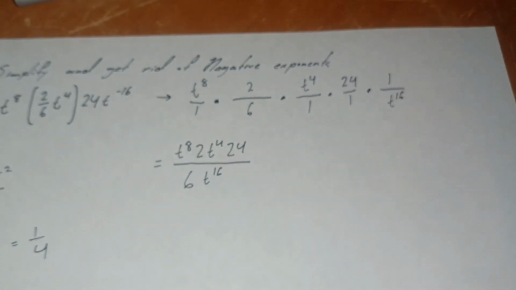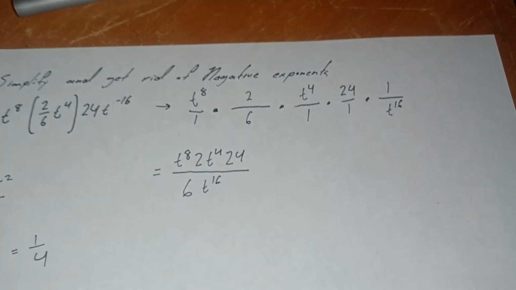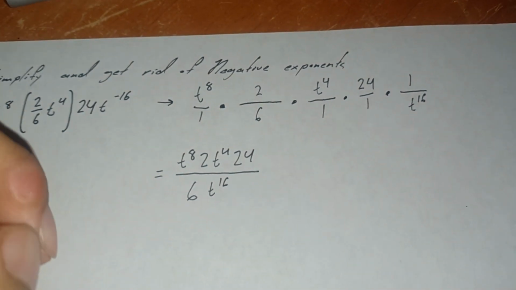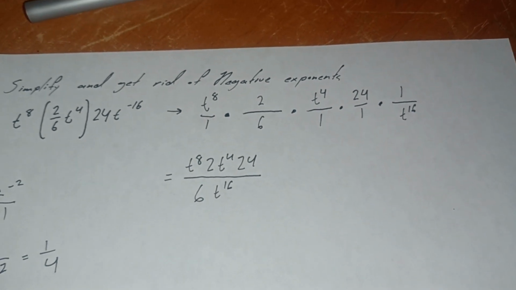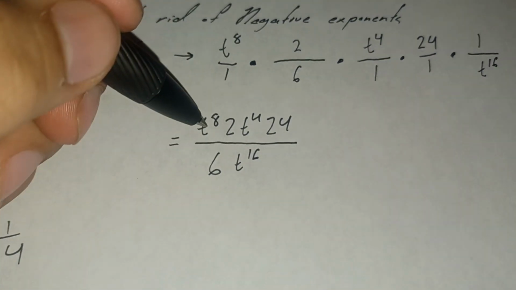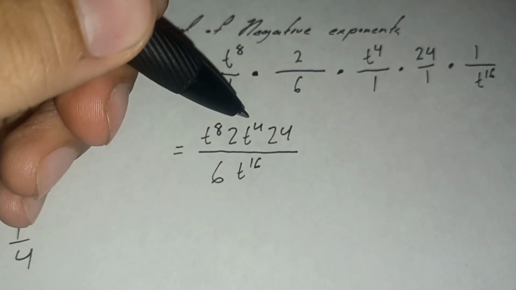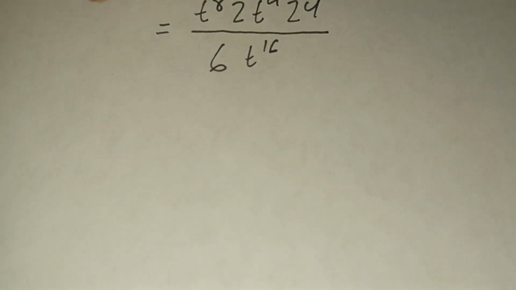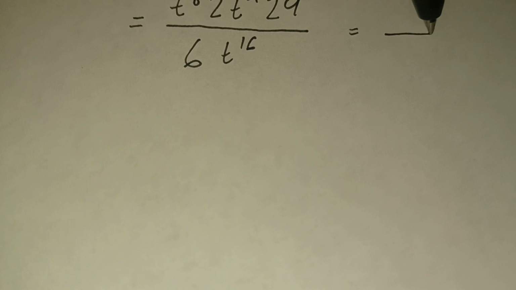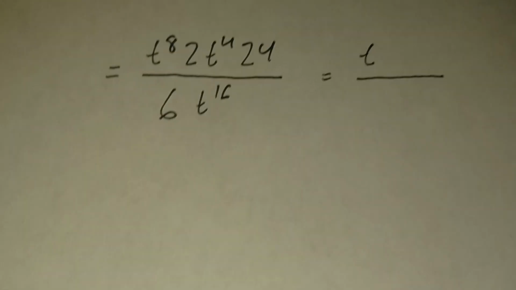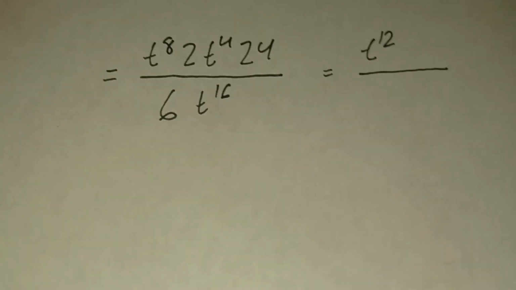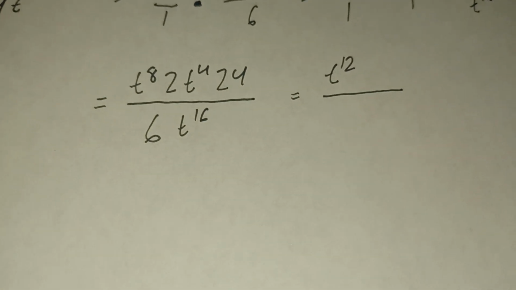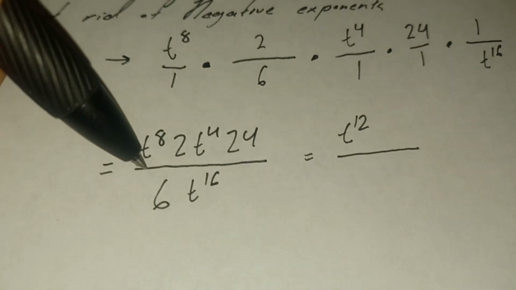Just like that. So now we combine like terms. Whenever we multiply exponents, we add them. So t to the 8 times t to the 4th, we just add their exponents. So that's going to equal t, 8 plus 4 is 12, t to the 12th.